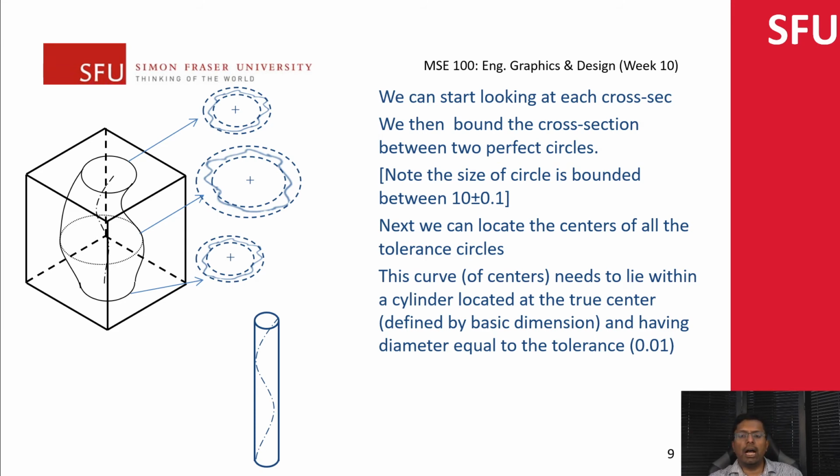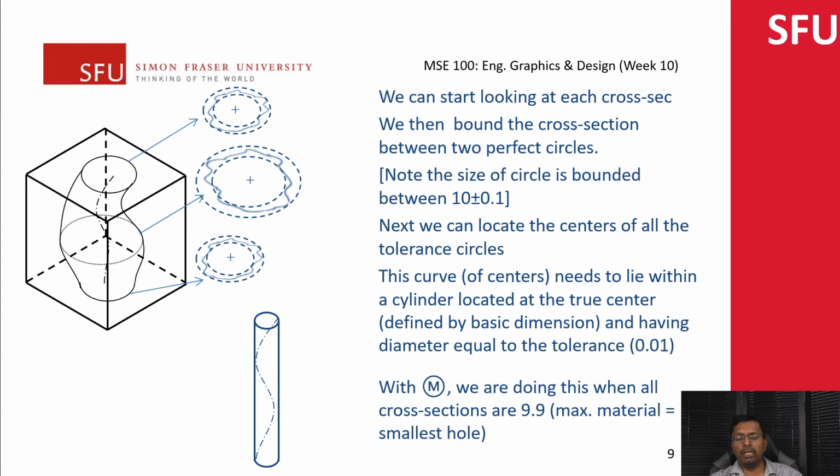So the theoretical cylinder here needs to be perpendicular to my reference A, and then the true location of the cylinder is denoted by my references B and C. That's how we come up with this. When we apply the MMC modifier, we're doing all of this when each of these cross sections is at the maximum material, or 9.9. The maximum material condition for a hole is when the hole is smallest. So we put the symbol, so this would be 0.01 over here.